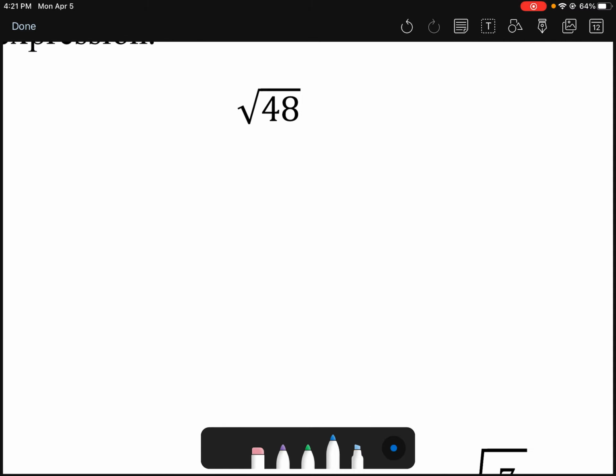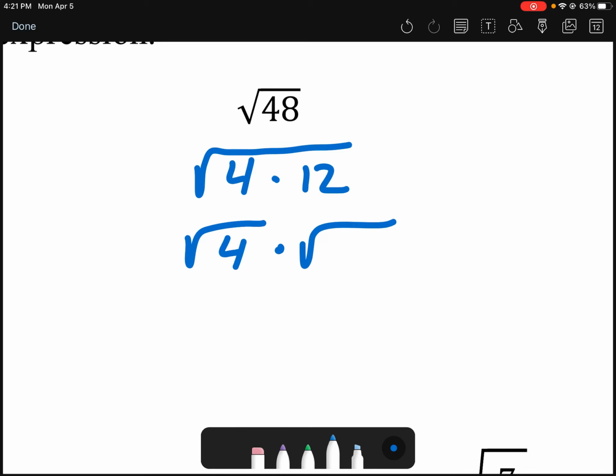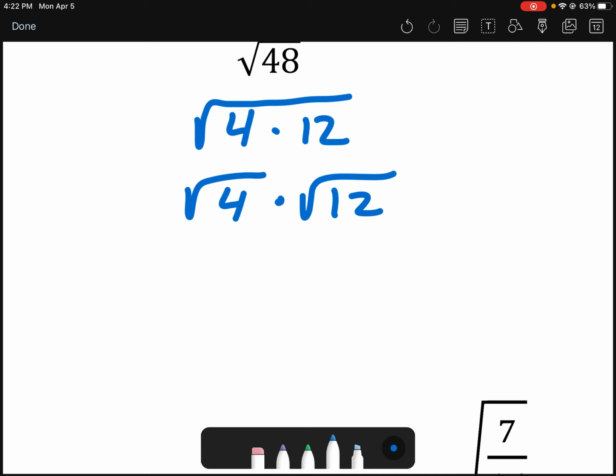Let's look at 48 together. All right, trying to think, what is a perfect square that can go into 48? Well, an easy one would be one of the beginning numbers, right? I can take a 4 out. So really, the square root of 48 can be rewritten to be the square root of 4 times 12, which I could then rewrite to be the square root of 4 times the square root of 12. The square root of 4 is equal to 2. I don't know what the square root of 12 is.